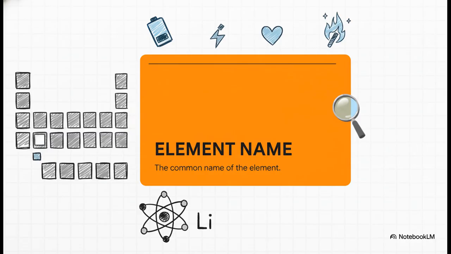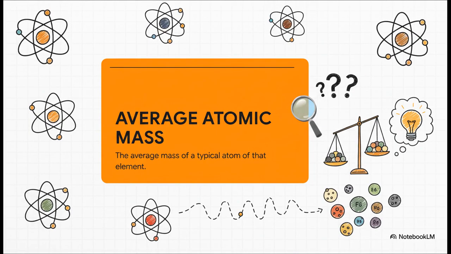Pretty straightforward, right? And finally, we have the average atomic mass. This is the average weight of one single atom of that element. Now, you might be looking at that word average and thinking, wait, why is it an average? That is an excellent question. And it's because not all atoms of an element are exactly the same. We'll circle back to that in just a bit.